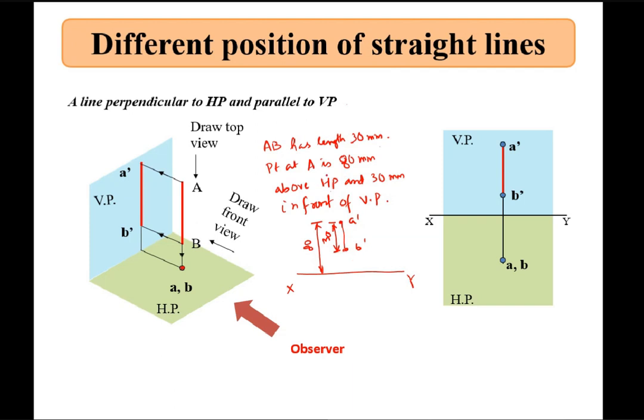Now it is also given to me that A is 30 mm in front of VP. So A will lie on this same projector. I draw it like this. From here to here I take 30 mm, and this will be point A. And B will also coincide with this point. So this will be A comma B. Is it clear to you? So this is how you are going to draw it.